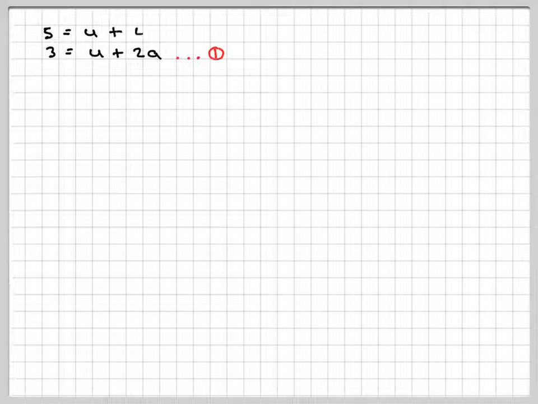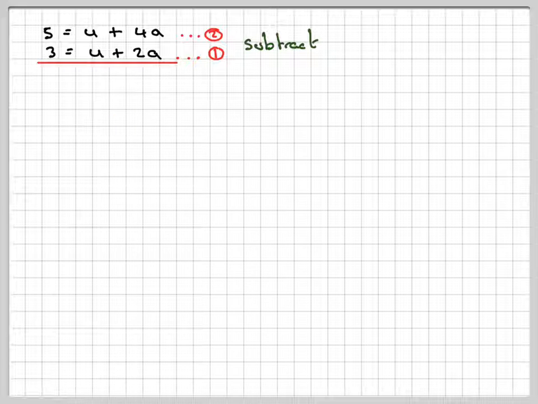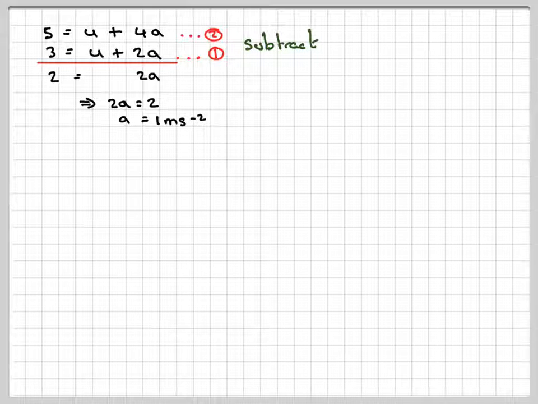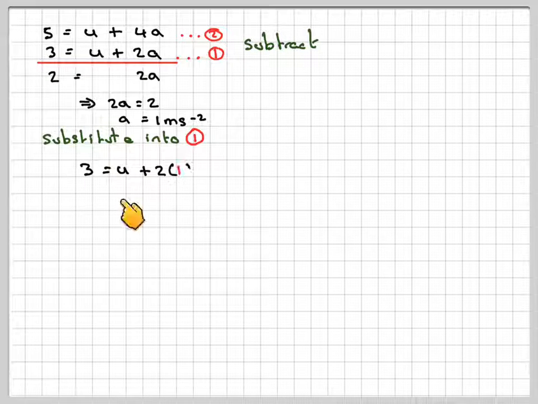So writing them out, we're going to subtract, and that will eliminate u. So 5 minus 3 is 2. 4a minus 2a gives 2a, and therefore 2a will be equal to 2, a will be equal to 1 meter per second squared. If we substitute into equation 1, we're going to get 3 is equal to u plus 2 times 1, so u will be 3 minus 2, so u will also be 1 meter per second.